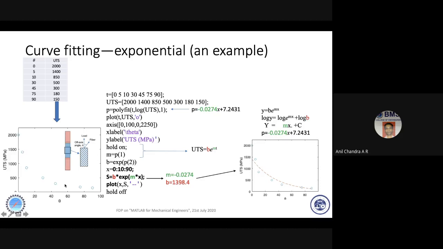So eventually I fit a curve using dashed lines, that is this. So I got the polynomial p for that, put the data points for the plot, and that gets you this. Then I define the axis, what axis you want, 0 to 100, that is this, and 0 to 2250, x label, y label, hold on. Then the first polynomial value is m, that's this m. The second polynomial value, the exponent of which is b.